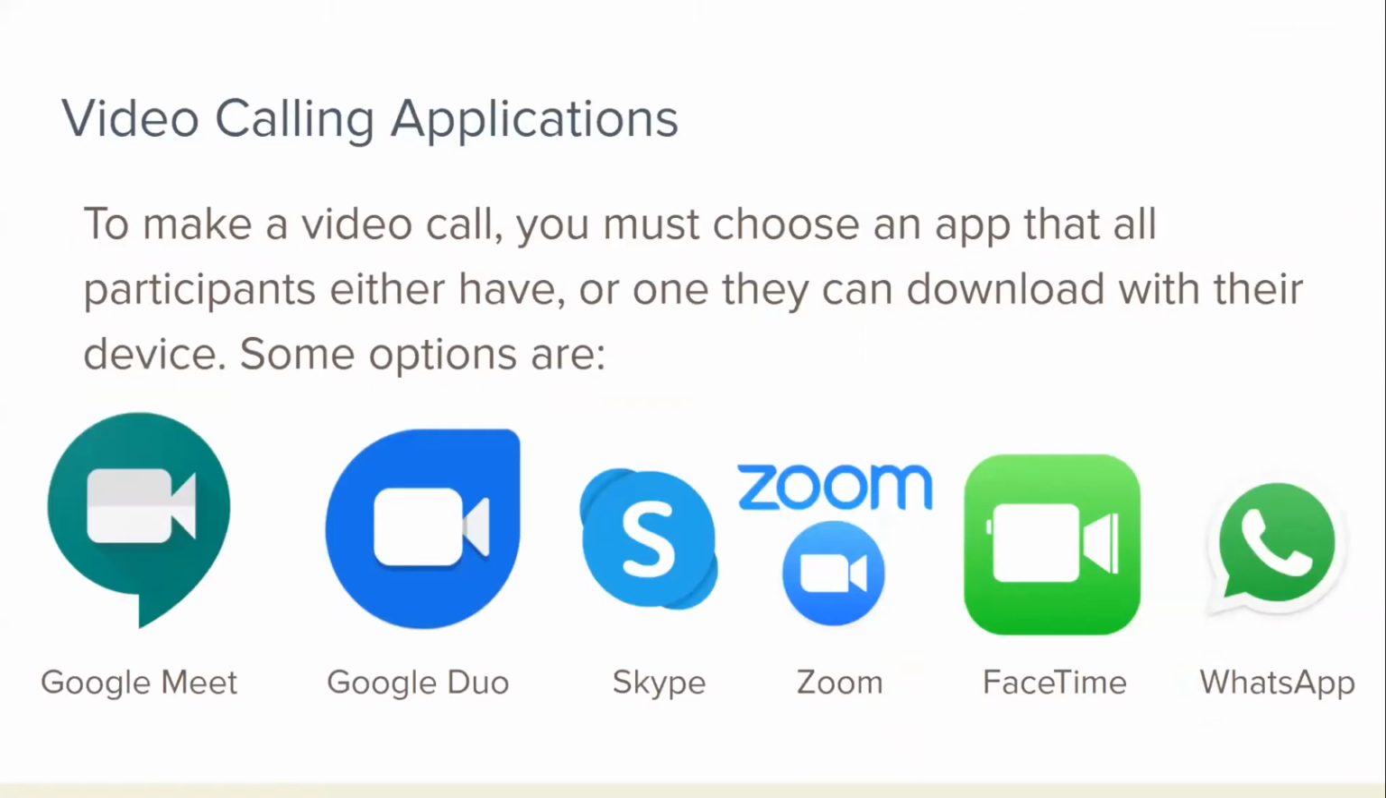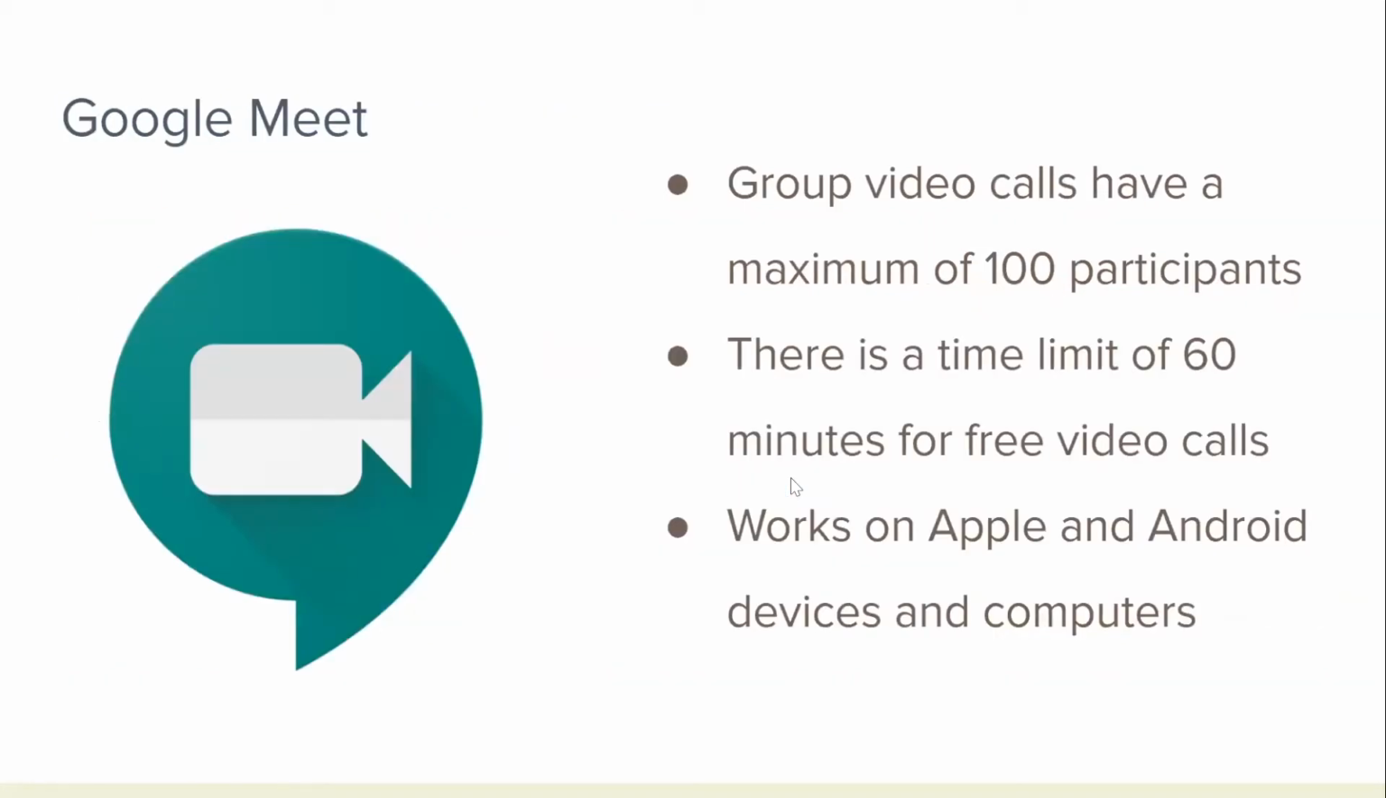So some video calling applications. To make a video call, you must choose an app that all participants either have or one they can download with their device. So some options are Google Meet, Google Duo, Skype, Zoom, FaceTime, and WhatsApp. All of these applications except FaceTime are available on Android and Apple both, but FaceTime is only available on Apple devices. So all the participants require an Apple device to FaceTime.